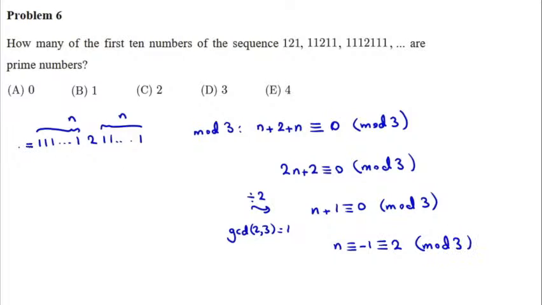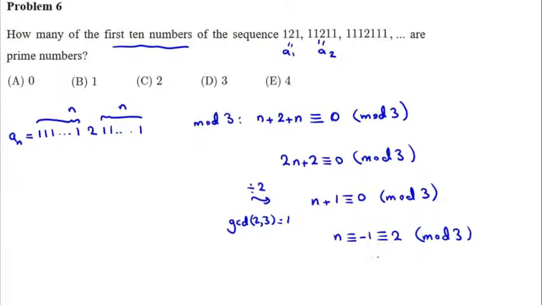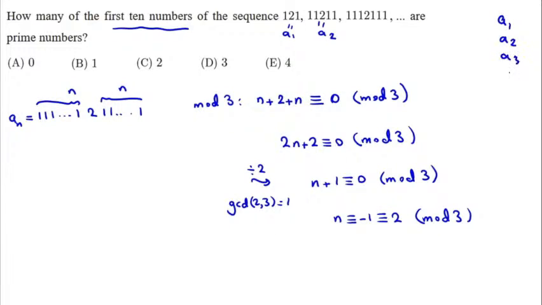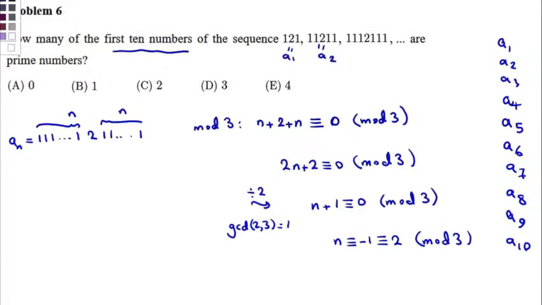So let's call this number a_n. The first one is a1, a2. It says how many of the first 10 numbers, from a1 to a10. So n with n mod 3 equal to 2 are bad. Let's write all of them here: a1, a2, and so on up to a10. Now for mod 3, let me write this with another color. For mod 3, I reject n where n mod 3 is 2. So a2, a5, a8. I rejected all of them.